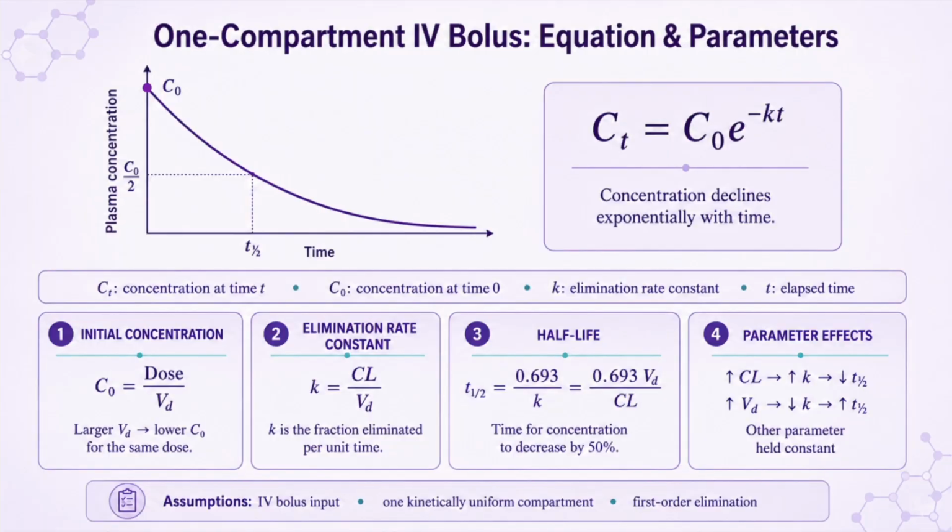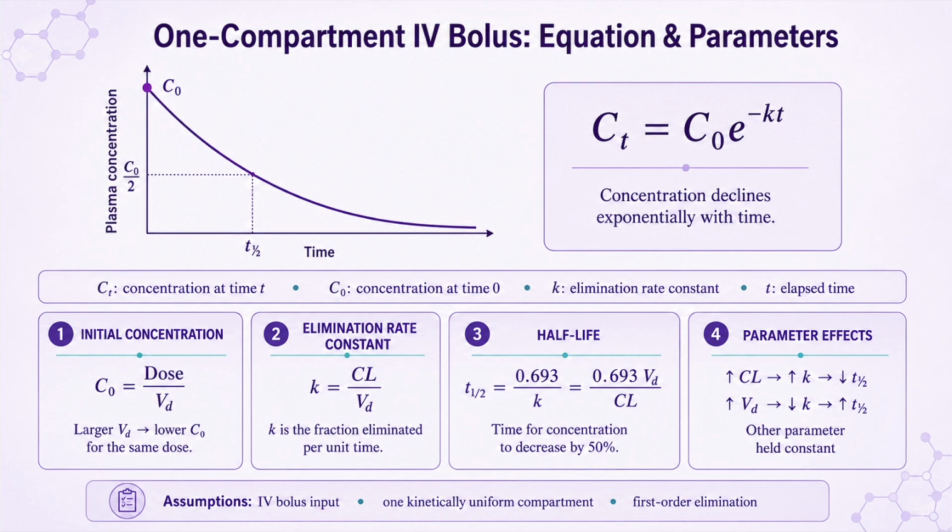For a one-compartment IV bolus model with first-order elimination, concentration at time t is described by C at time t equals C0 multiplied by e to the power of minus kt. C at time t is the plasma concentration at the selected time. C0 is the estimated concentration at time 0 immediately after the dose has entered the compartment. The letter k is the elimination rate constant and t is elapsed time.